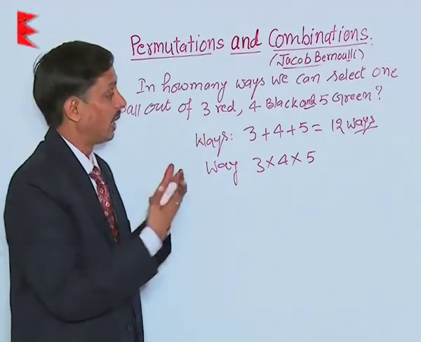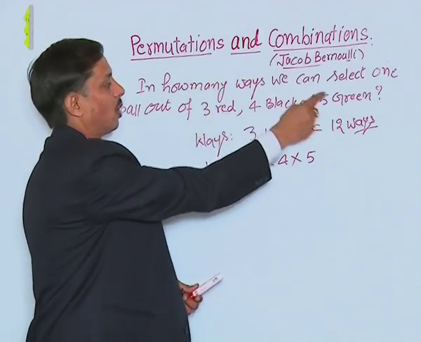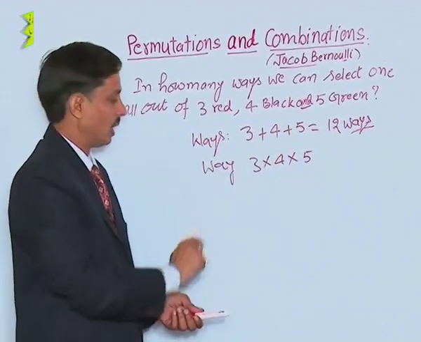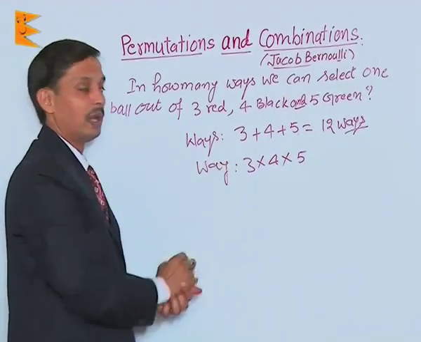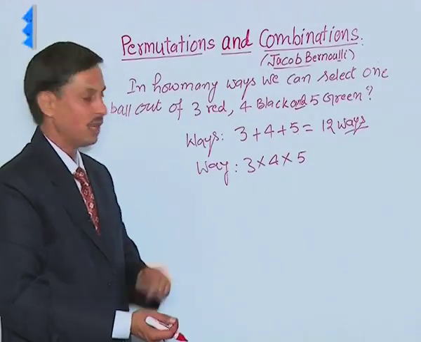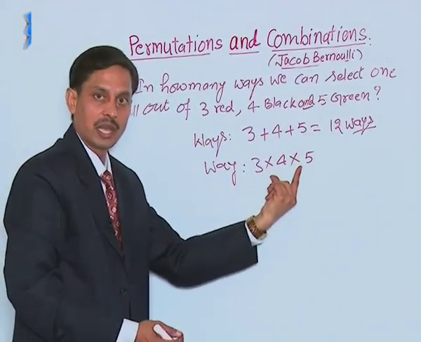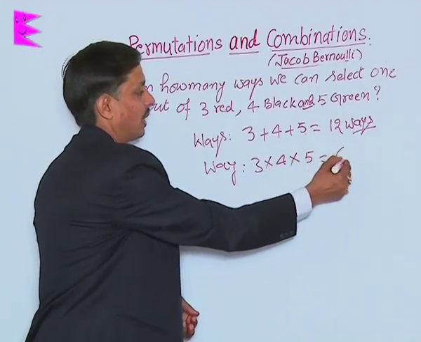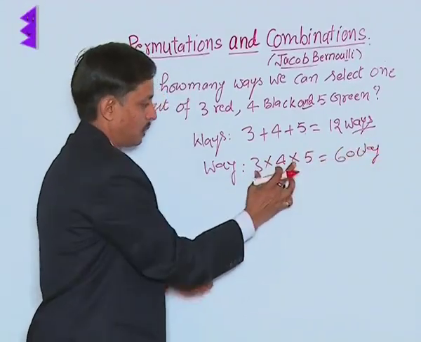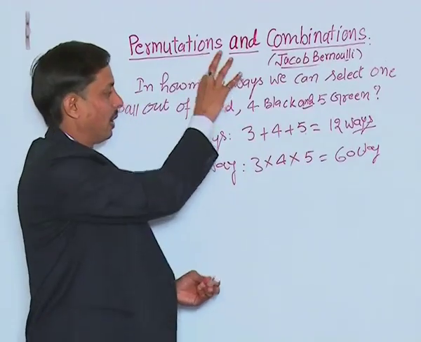Read, think and identify. So if one ball, either red or black or green, is required, it is 3 plus 4 plus 5, that is 12 ways. And if there is a possibility to take 3 balls, one of each color, that means one red and one black and one green, that is the sign of multiplication. So this is 5 times 4 is 20, times 3 is 60. So this is the principle of multiplication, and this is the principle of addition, as per the requirement of the question.